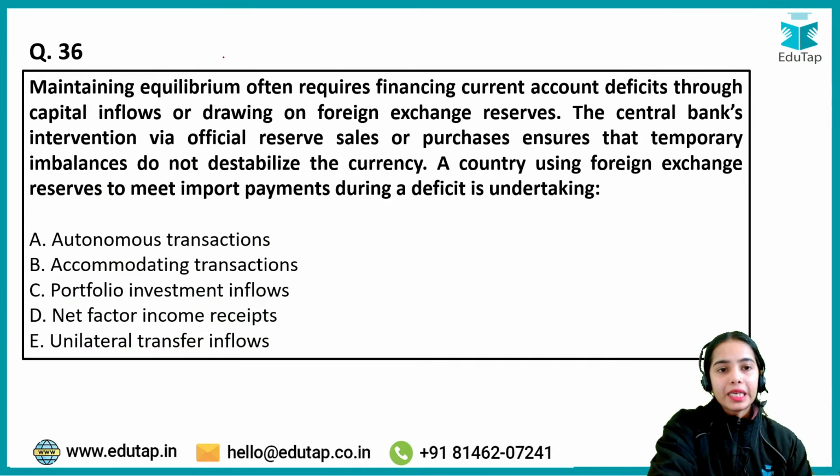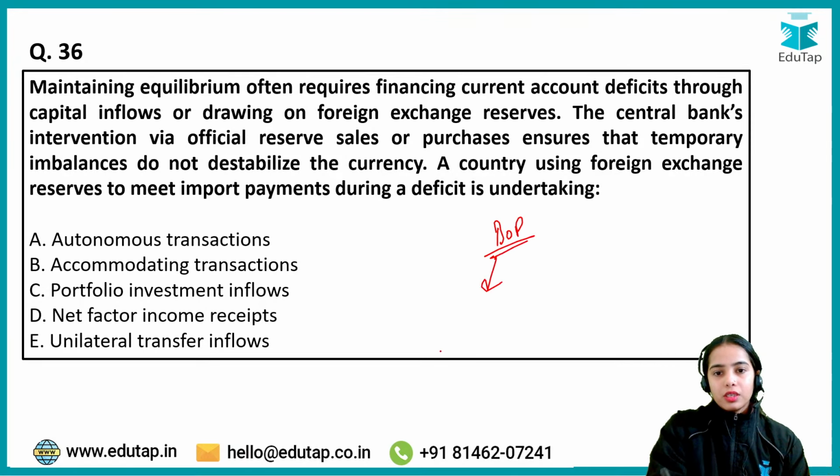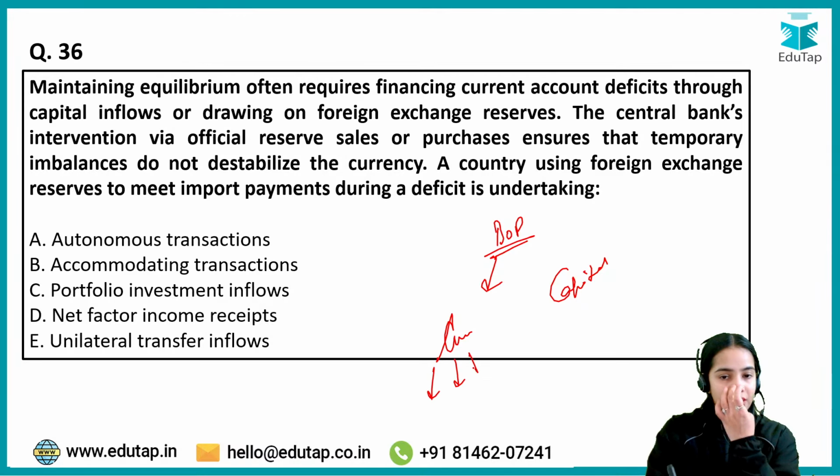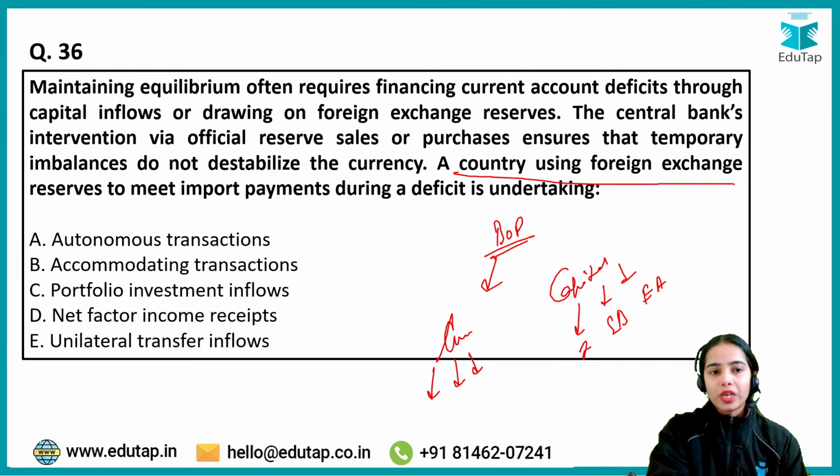Now, maintaining equilibrium often requires financing current account deficits. In the balance of payment, there is the current account and the capital account. The current account covers trade in goods, trade in services, and transfer payment. The capital account covers investment, external borrowing, and external assistance. Next option: a country using foreign exchange reserves to meet import payments during a deficit.